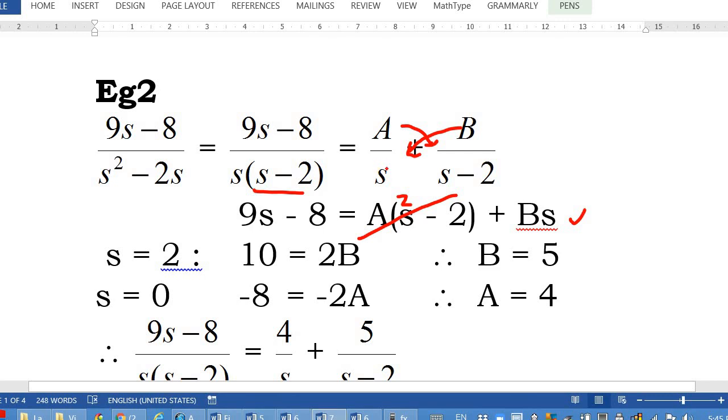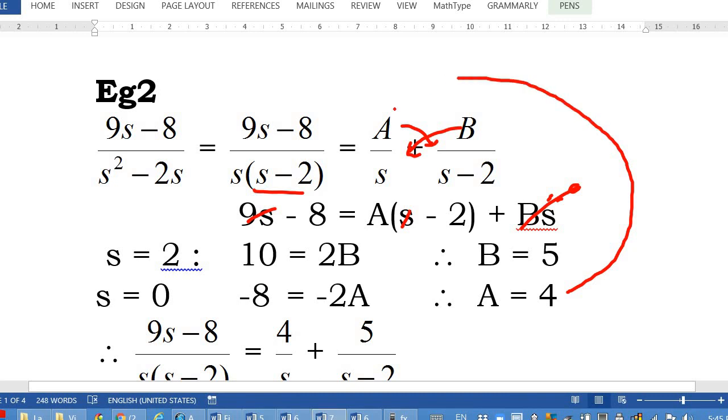Okay, for the linear term s, you substitute s equal to 0. For that, I erase it first. That's easy to see. So for the linear term s, you substitute s equal to 0, so the b term will be cancelled. Then the right side you have negative 2a, and the left side is negative 8, hence a equal to 4.